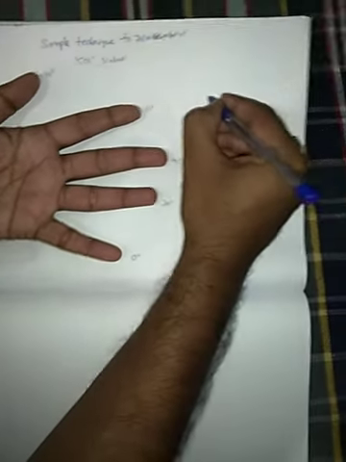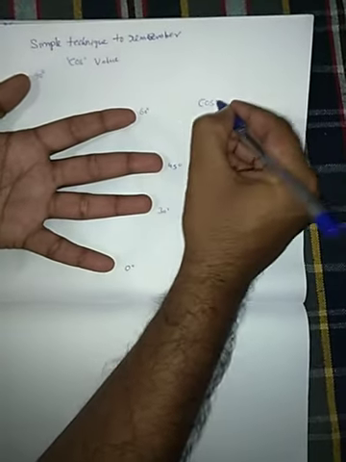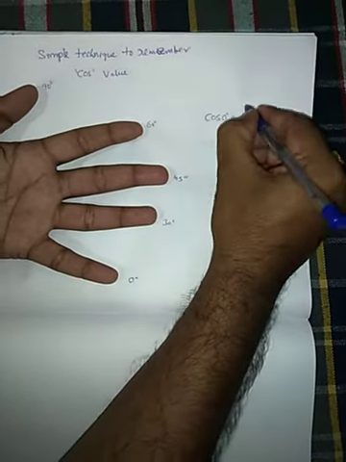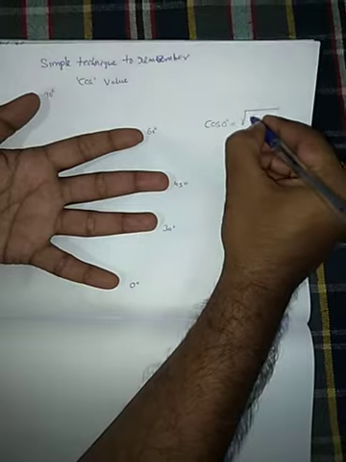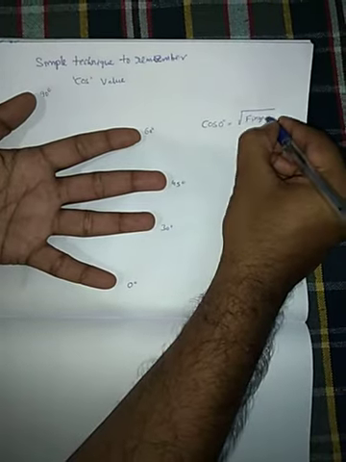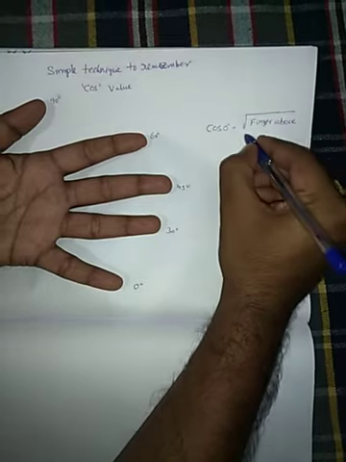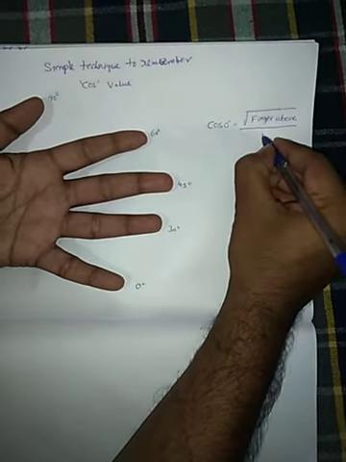Students will learn the cos values. So the formula is root over finger above, by 2.